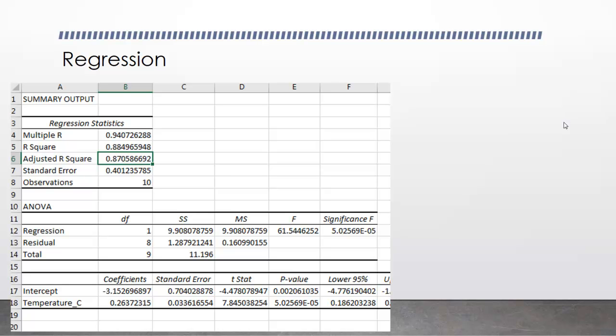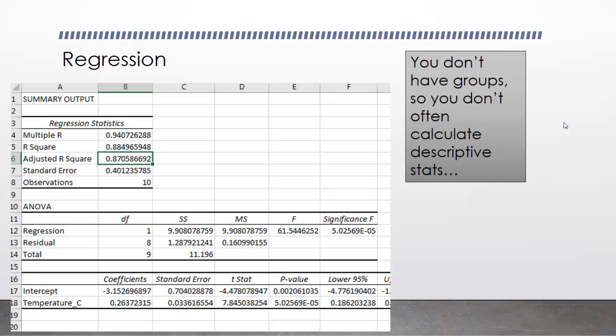All right, let's talk about regression. Here are the regression results we get from Excel. In regression, you've got two continuous variables. You don't have discrete groups, so you don't often calculate descriptive stats in the way that we did with the t-test or with the ANOVA. So we're going to skip the descriptive stats.